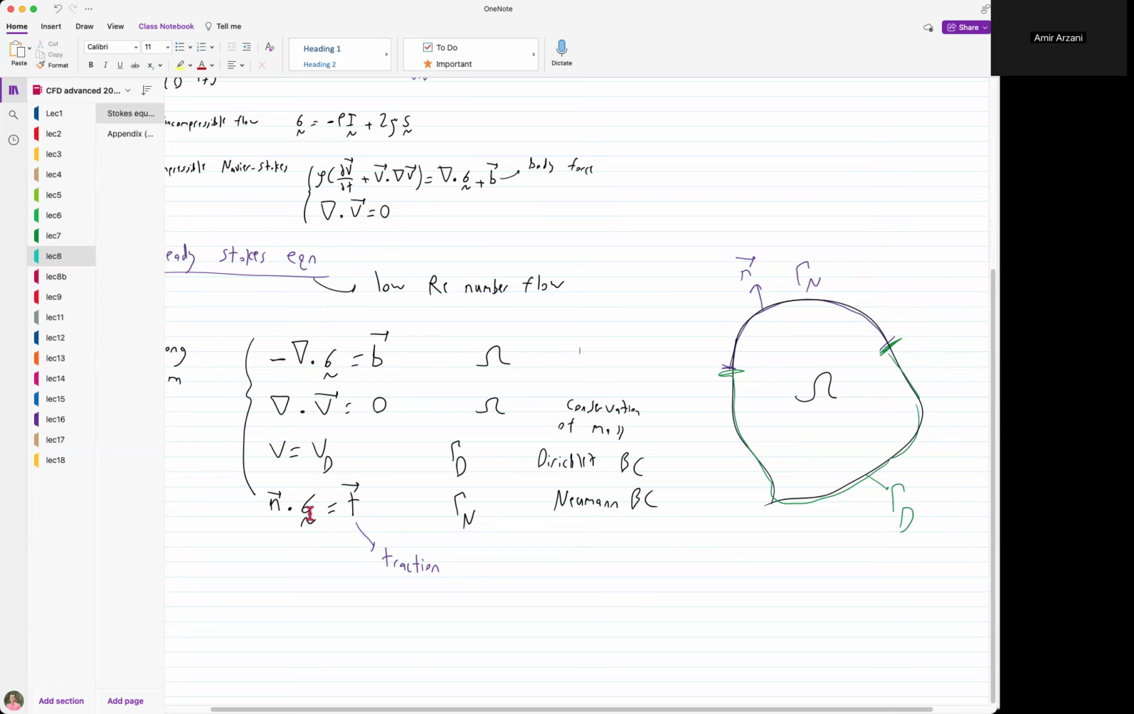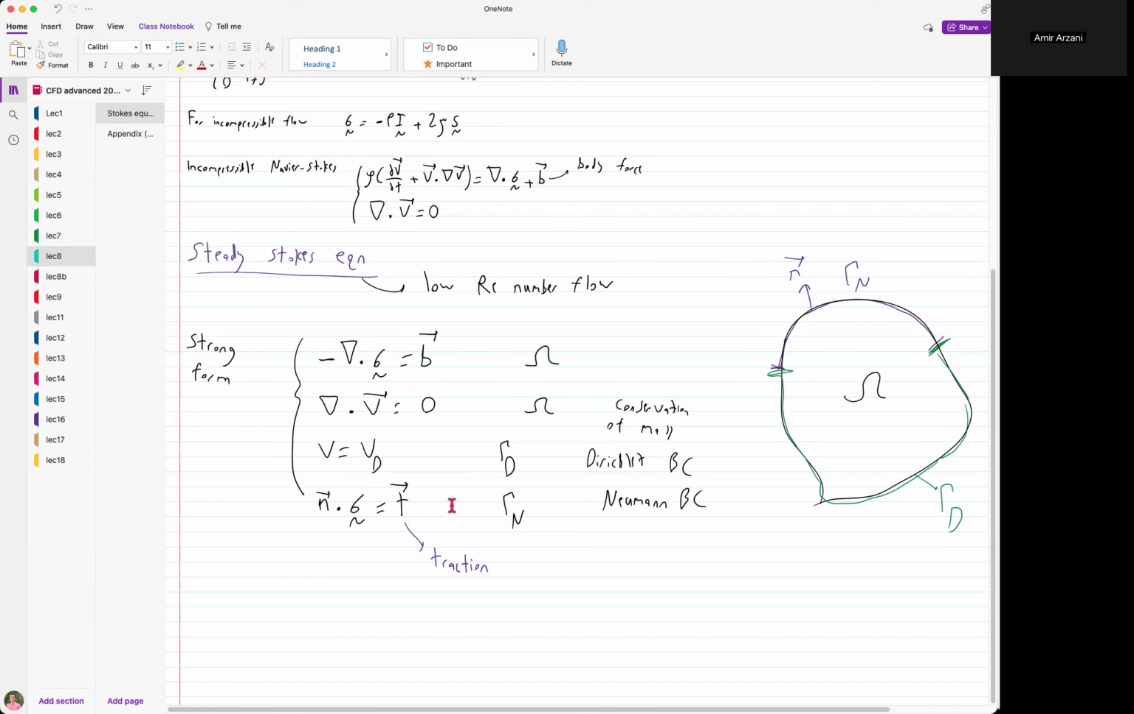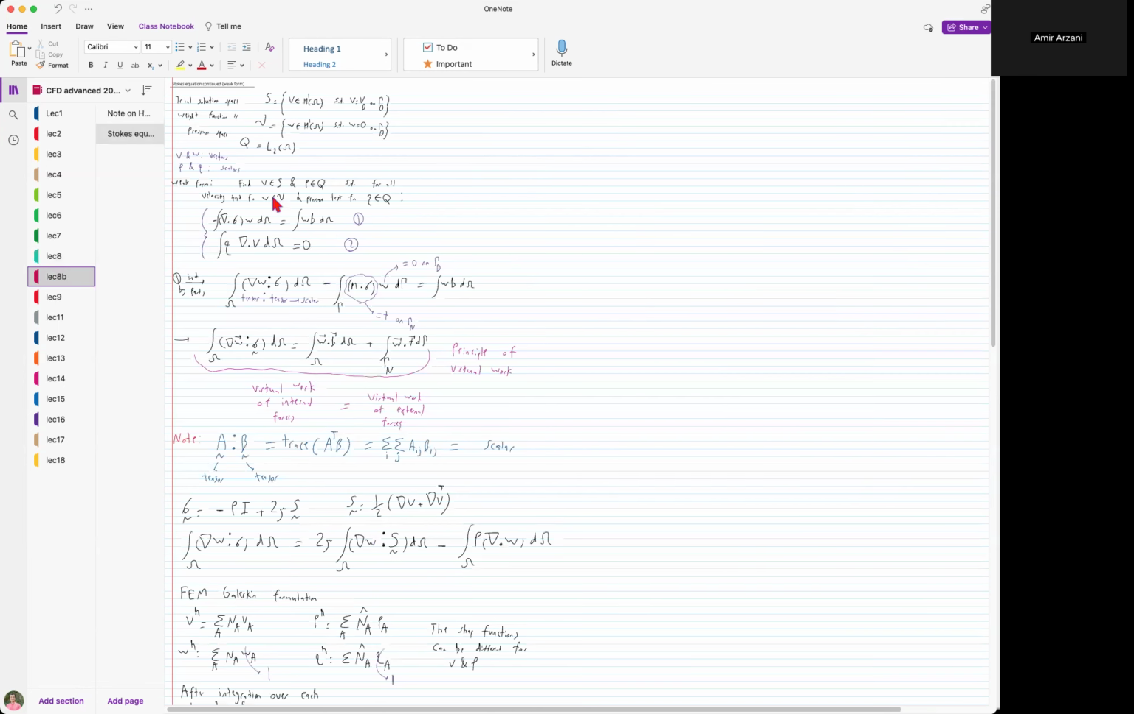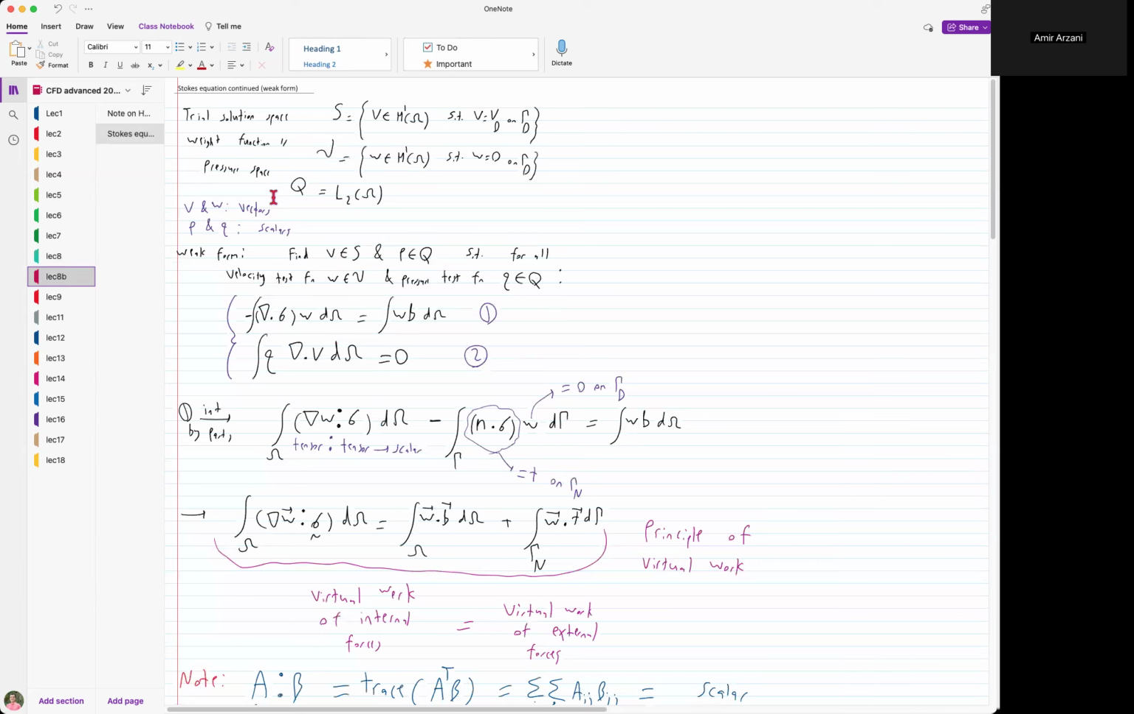You can think of traction as a stress vector. So it's your stress tensor with the direction of the surface fixed, so you know which surface you're talking about. In this case, the Neumann boundary. So we assume that is also known. For example, a common choice is the traction-free outlet boundary condition, which means that you set this value equal to zero on that boundary. Now, let's work on deriving the weak form of the equation.